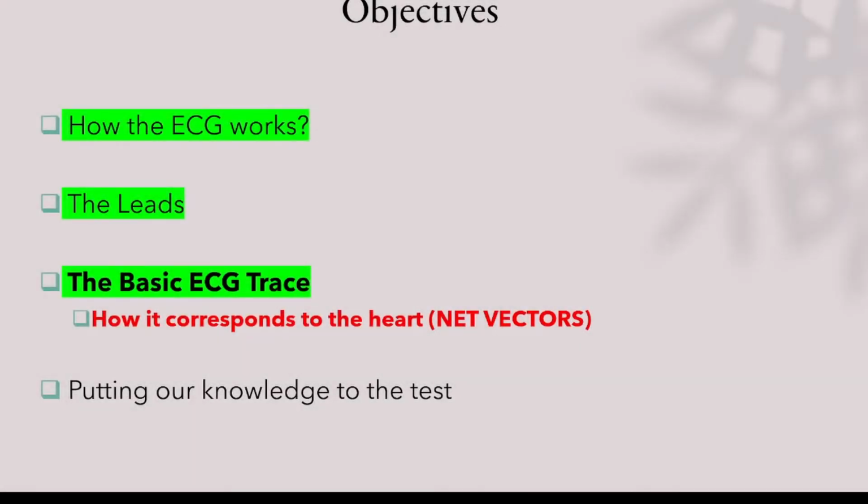This is part 5 of our series on understanding the basics of ECG going from 0 to hero. In our previous video, we discussed the basic ECG trace. So if you didn't watch that video, please make sure you do. And in today's video, we are going over how the ECG trace corresponds to the heart, and more importantly, the idea of net vectors. So without further ado, let's get started.